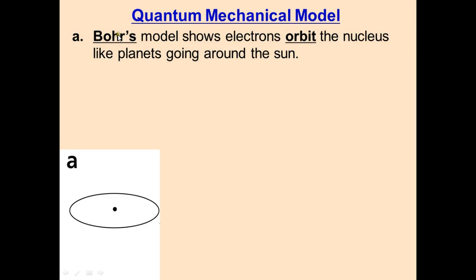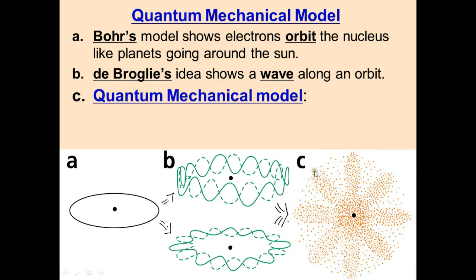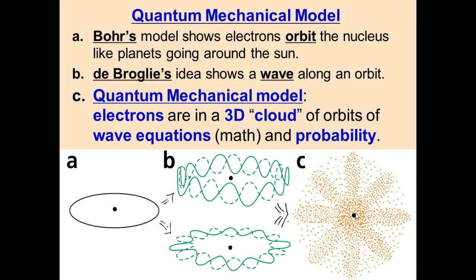And a Bohr model shows electrons orbiting the nucleus like planets around the sun. And then de Broglie's model shows a wave in orbit. So pretty much you have waves going side to side and up and down. And then there's a quantum mechanical model which shows little dots in clusters where electrons are more likely to be around the nucleus. And pretty much the electrons are in a 3D cloud of orbits of wave equations and probability.